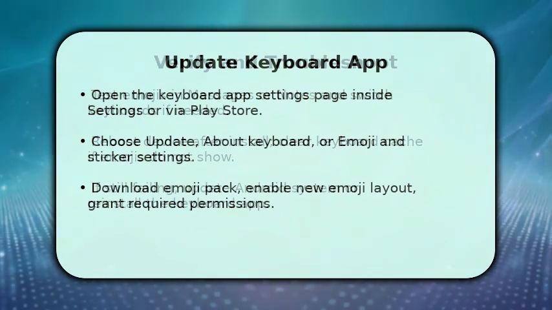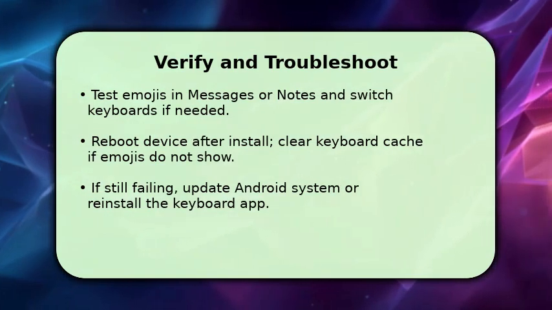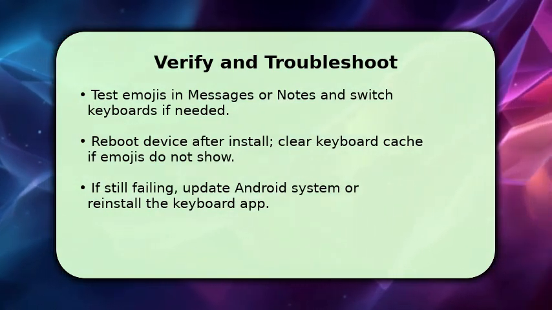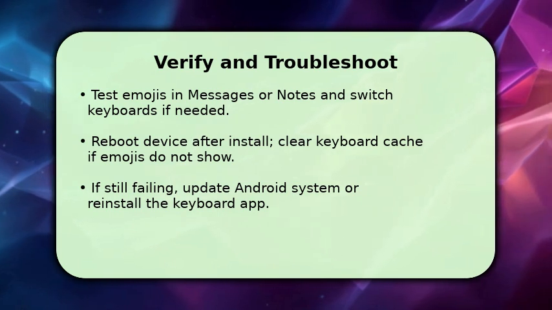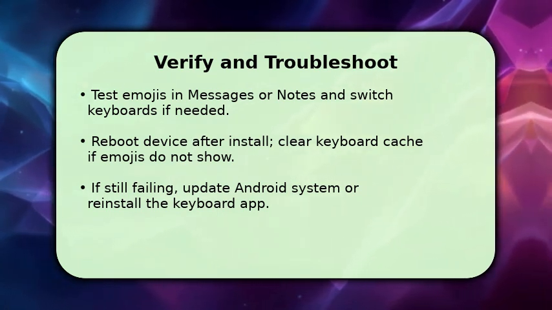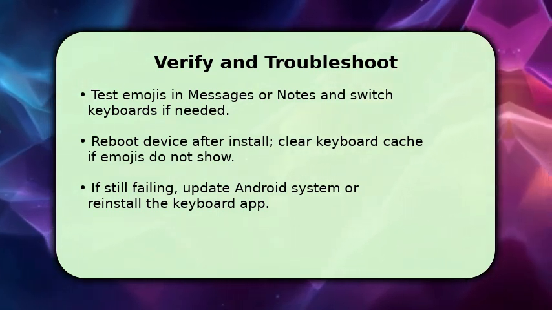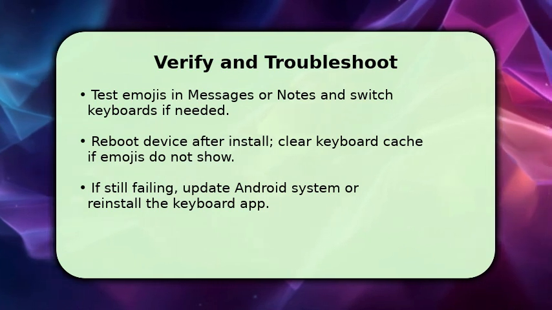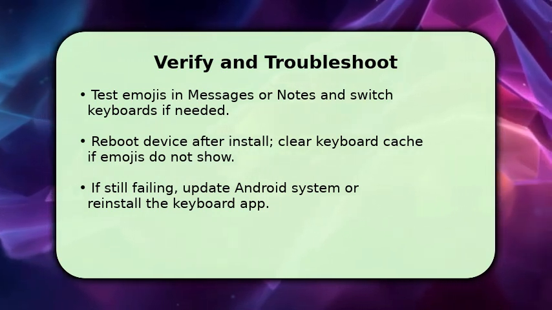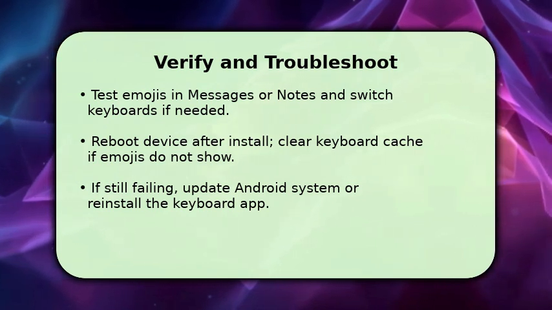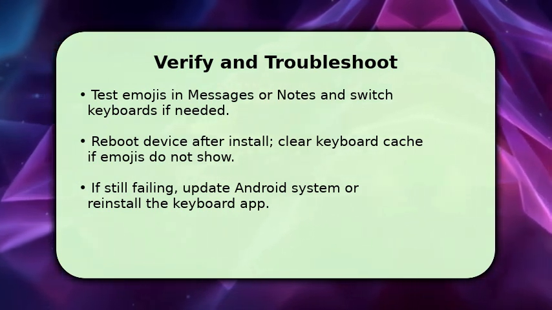You finish by testing the updated emojis. Open Messages or Notes and bring up the keyboard to confirm new icons appear. Once done, reboot the phone to finalize installs and clear any temporary conflicts. If emojis aren't visible, go back to Settings, clear cache for the keyboard app, or reinstall it from Play Store.